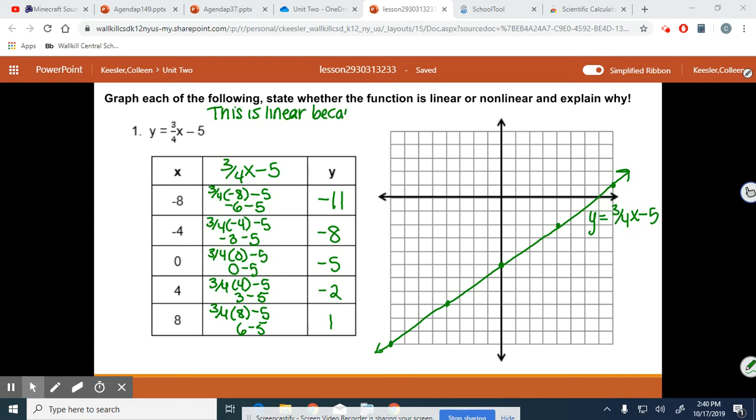because it is written in slope-intercept form, and is a straight line when graphed. So again, as we noted yesterday, anything that's in y equals mx plus b form is going to form a straight line. Let's take a look at another example.